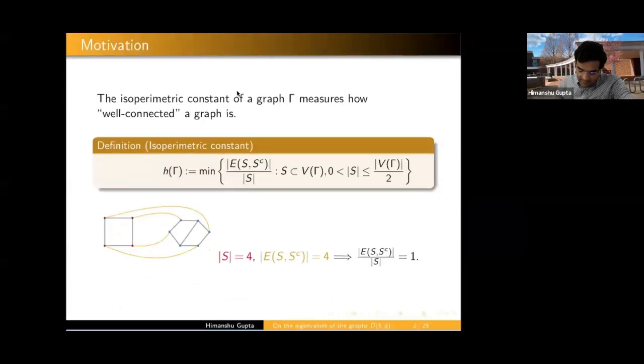So let's look at one example. Let's say this graph on 10 vertices, and we pick S to be these red vertices, so the size of S is 4, and the number of edges going from S to S complement are basically 1, 2, 3, and 4. So the size of E(S, S complement) is going to be 4, and if we look at the ratio, it is equal to 1. And for h(Γ), we are looking at all the subsets whose size is at most half, and we want to minimize that. So the question is, can we do better for this graph? Okay, so that's what the isoperimetric constant is.